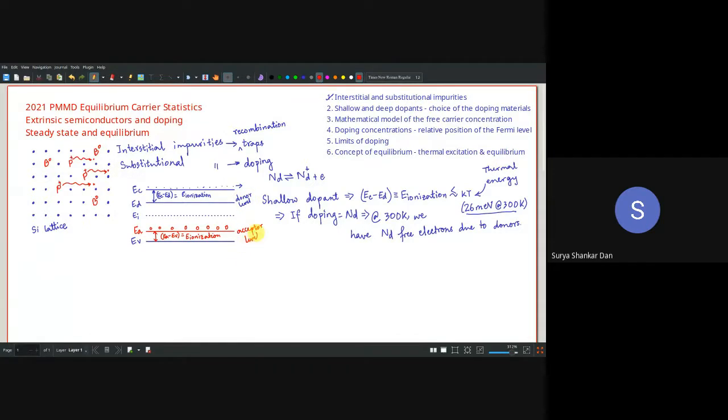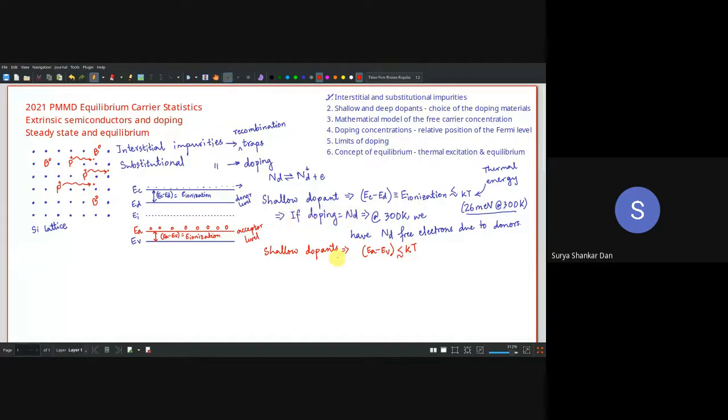Acceptor level. Fine. So if you want to ionize the acceptors, what do we need to do? Somehow or the other, we have to provide this amount of energy. So here also, shallow dopants mean again the same thing. This EA minus EV has to be less than or at least in the order of kT, we cannot specifically say equal to. Then what we will understand is the same thing.